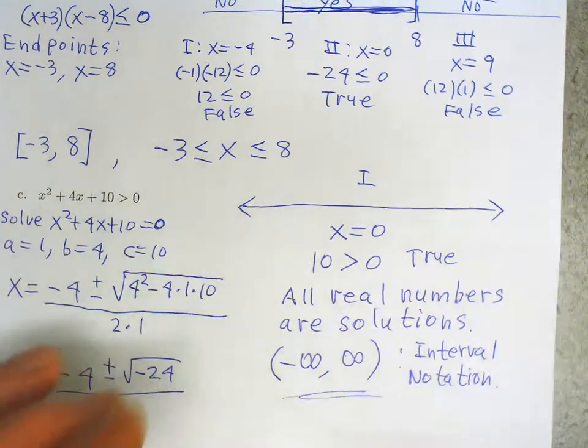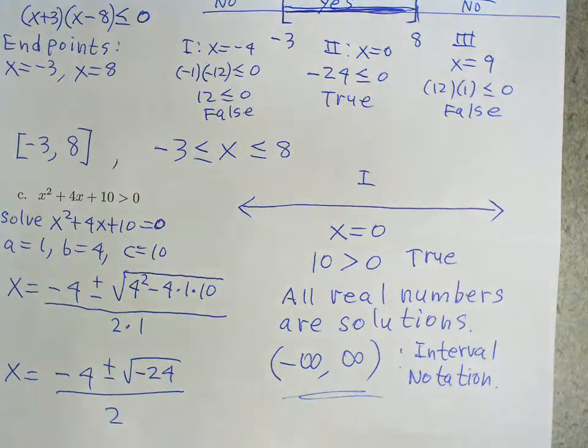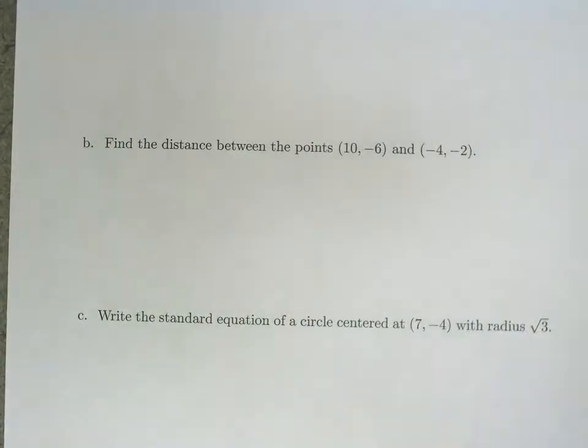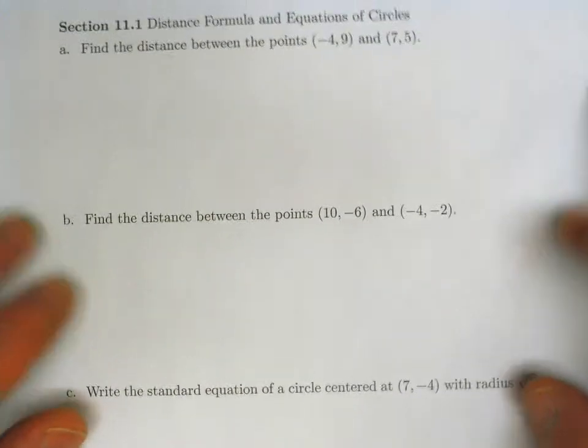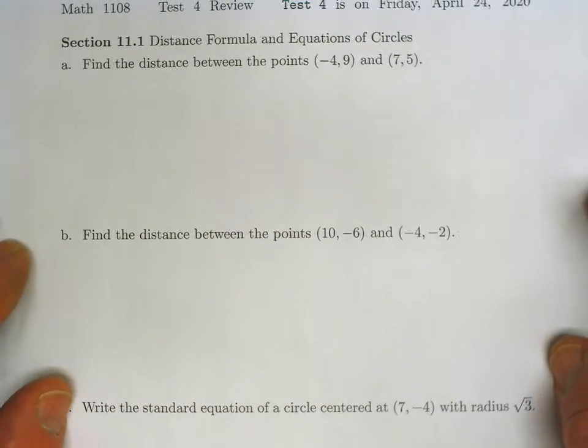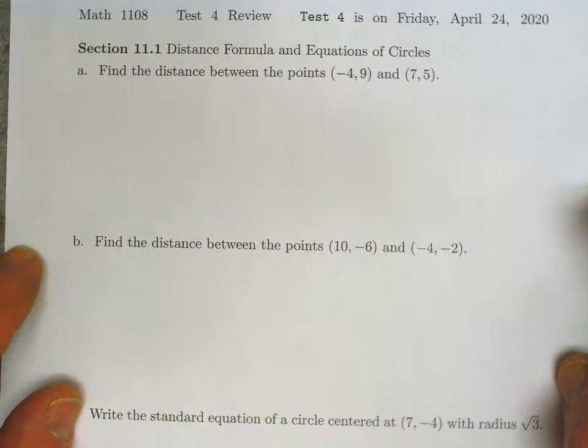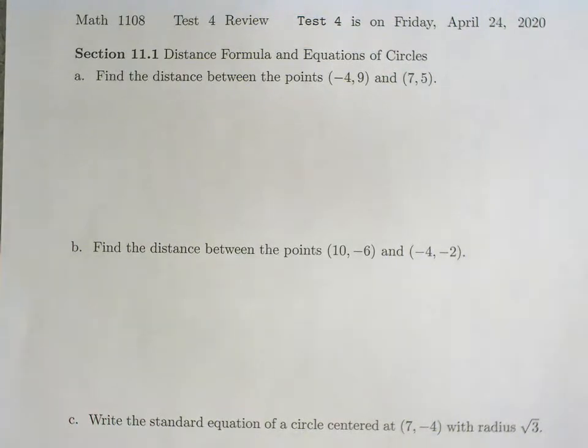Okay, now we'll move on to the chapter 11 material on the distance formula and circles. Okay, find the distance between the points (-4, 9) and (7, 5).